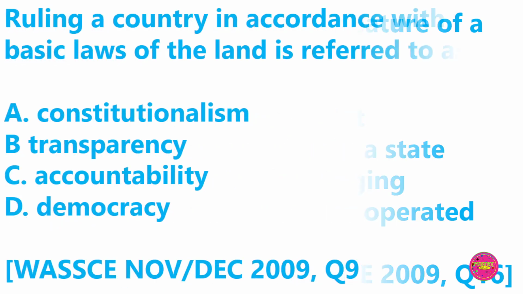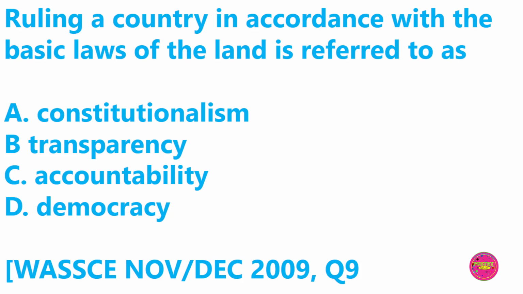Ruling a country in accordance with the basic laws of the land is referred to as A. Constitutionalism, B. Transparency, C. Accountability, D. Democracy. The correct answer to this question is A. Constitutionalism.